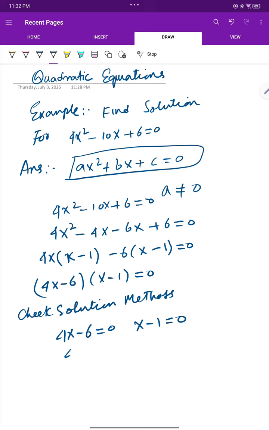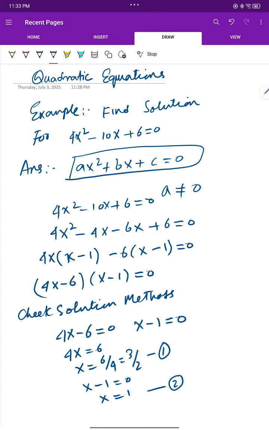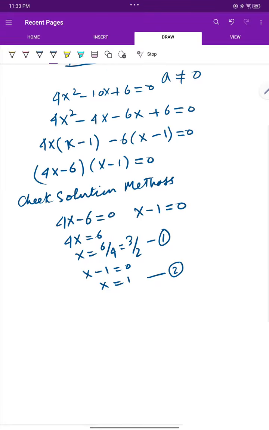So 4x, you take 6 to the other side, so x is equal to 6 by 4, or 3 by 2. This is one, and for the other one, x minus 1 is equal to 0, so x is equal to 1. These are the two values of x. We have to put these two values in the equation and see if it is satisfied or not.